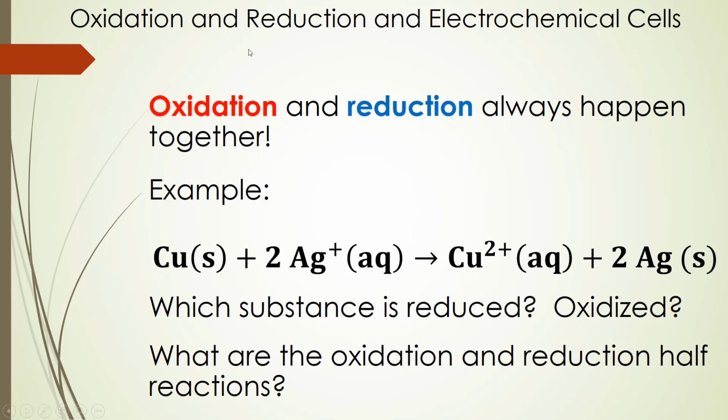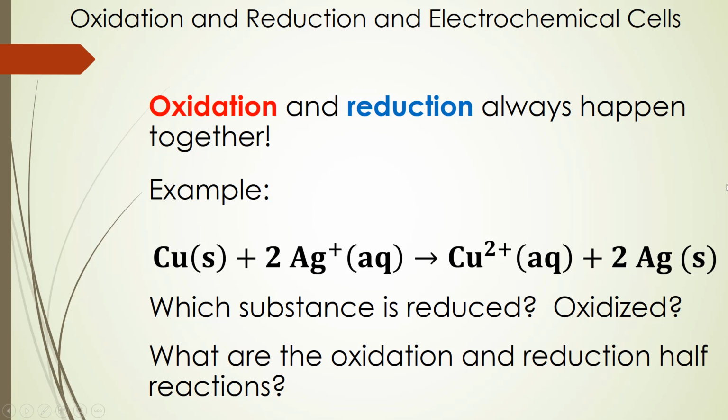So here's an example reaction. We have copper solid, and it's going to react with 2 moles of silver ion, silver plus 1 ion, and these are in solution. During that reaction, we're going to get copper ions, so the copper solid will be converted to copper 2+, and the silver ions are going to become silver metal.